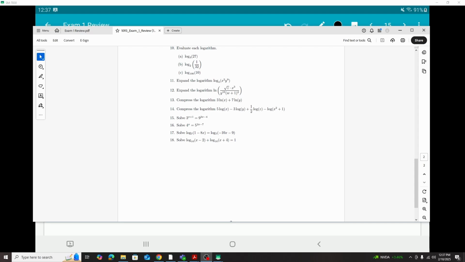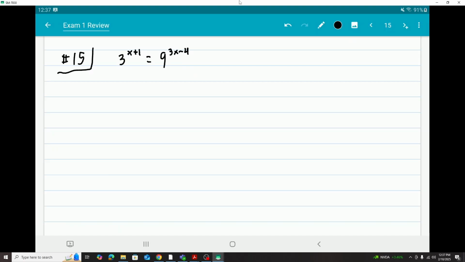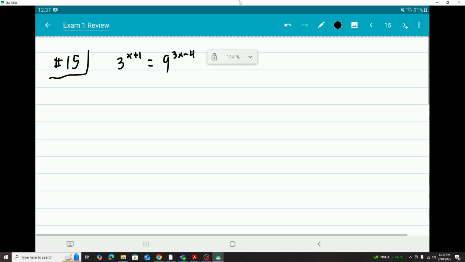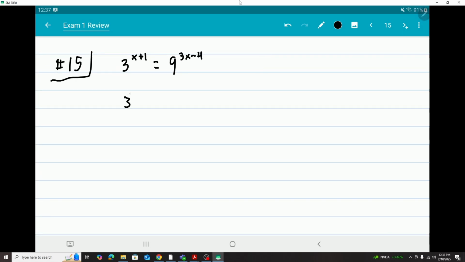Now we go on to solving exponential and logarithmic equations. So the first one is 3 to the x plus 1 is equal to 9 to the 3x minus 4. So one thing we could do is we could go hardcore, take natural log of both sides, solve it that way. Or there's an easier way, one that's a lot less stressful, which is 3 and 9, they're not the same exact base, but man, they are really close to each other. We know there's a connection between them with powers.